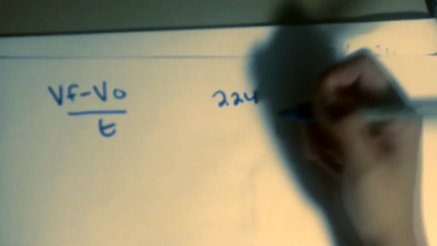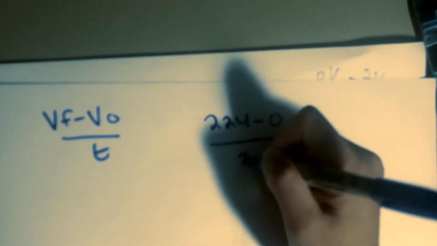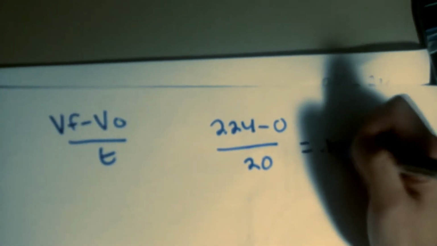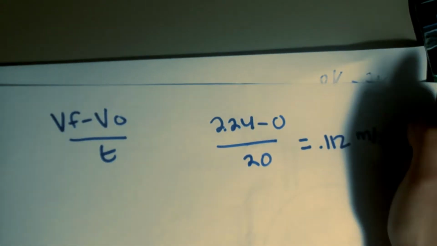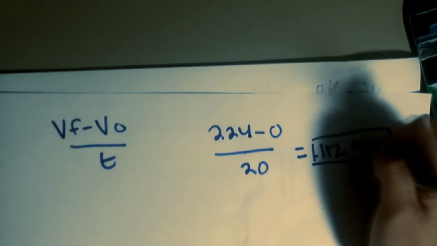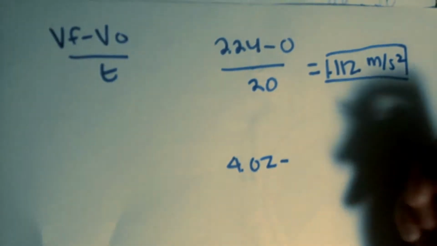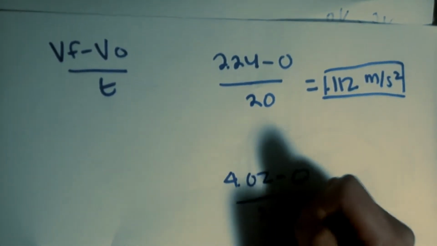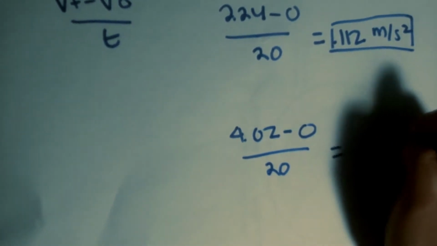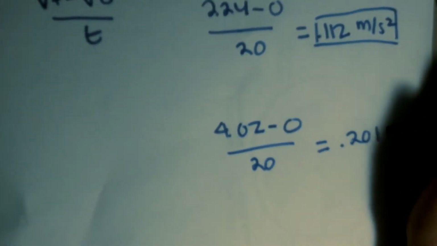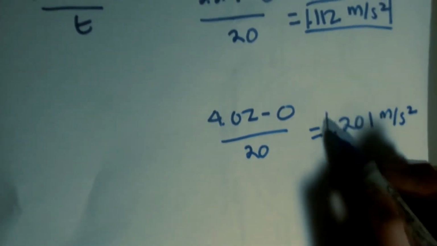To calculate who went the fastest in acceleration, you do VF minus VO over T. For Chad's, he got 2.24 meters per second minus 0 over 20 seconds, and then he got 0.112 meters per second squared for his acceleration. For mine, I got 4.02 for my final velocity minus 0 over 20 seconds, and then I got 0.201 meters per second squared. So it seems like I won.